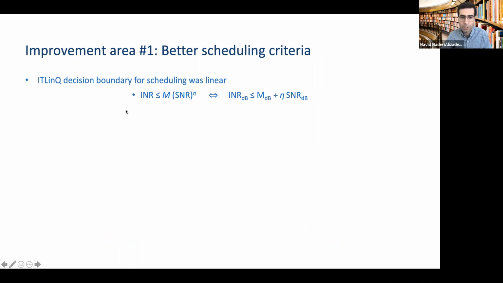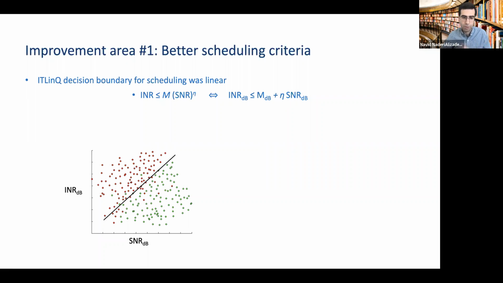If we look at this comparison of the interference to noise ratio and the SNR in general, this was the constraint that we were using. For example, we were using eta equal to 0.5 and m equal to 1, but you can imagine that we can tune these parameters to get the best performance. And that's exactly what we did in our work. But if you took the log of both sides to go to the dB domain, then you can see that this is just a linear line, right? So if you have a scatter plot of INRs versus SNRs, if we're below this line, we schedule that transmission. If not, we do not schedule that for now.